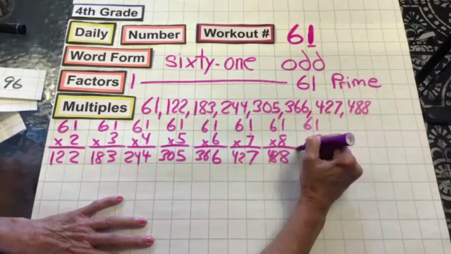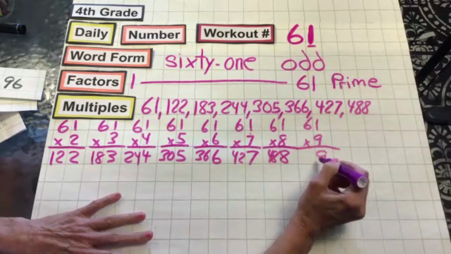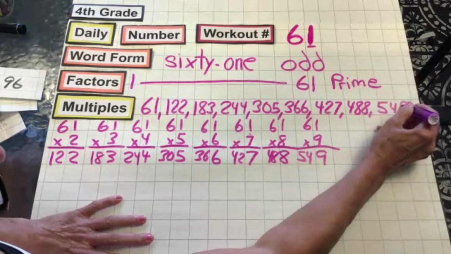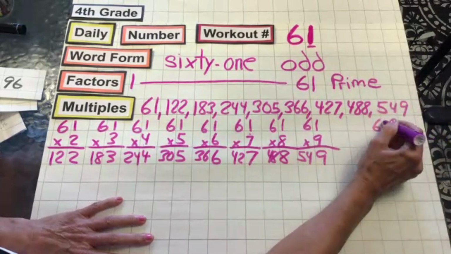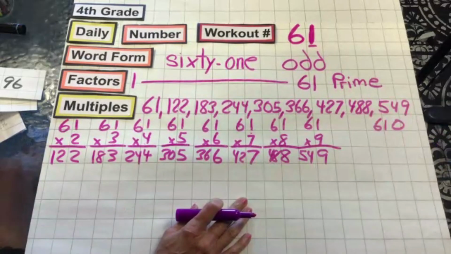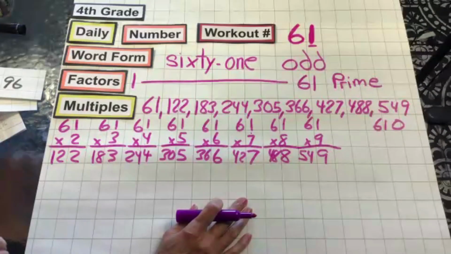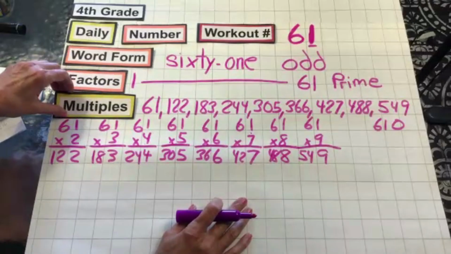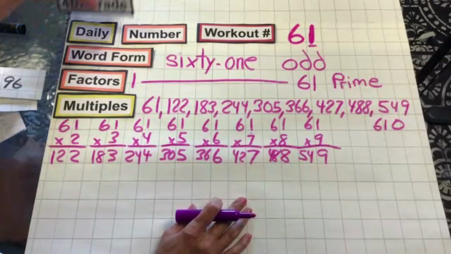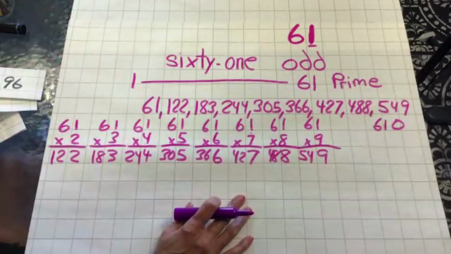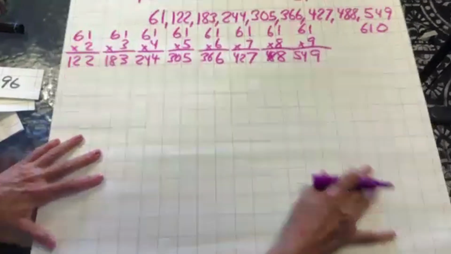9 times 61. 9 times 1 is 9. 9 times 6 is 54. 549. And any number times 10 is that number with a 0 in the ones place. So there we have multiplying 61 with our 1 through 10. And that is counting or multiples of 61 up to times 10. It's infinite, so this is just the first 10 multiples of 61. All right, I'm going to move my paper up by removing some of my words here.